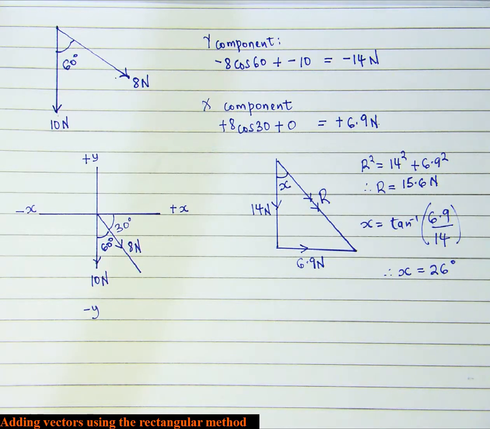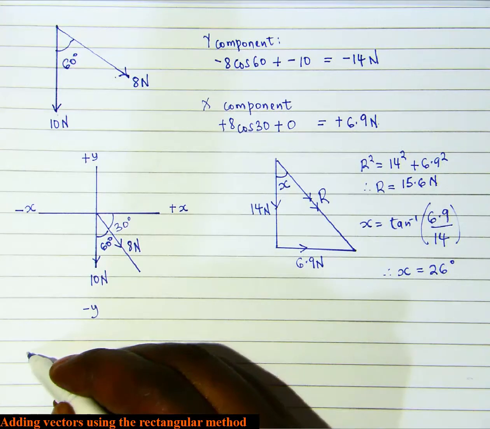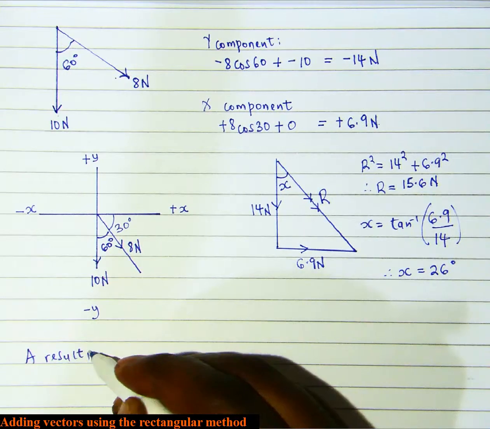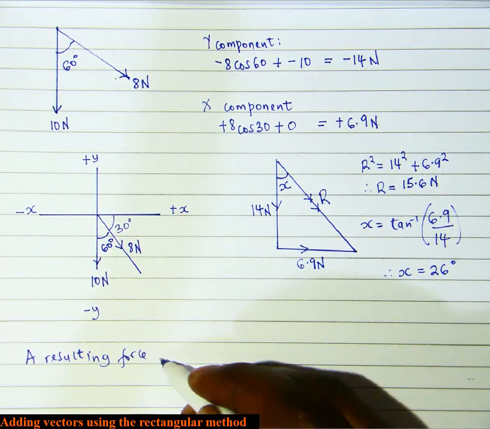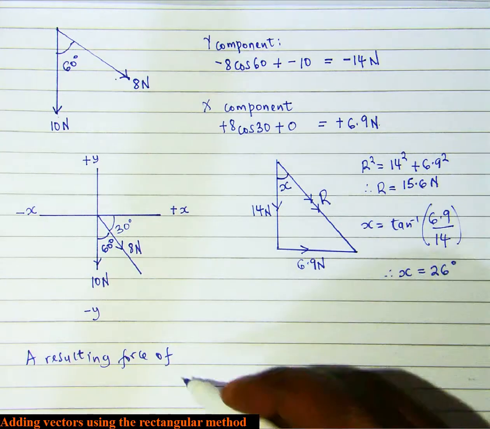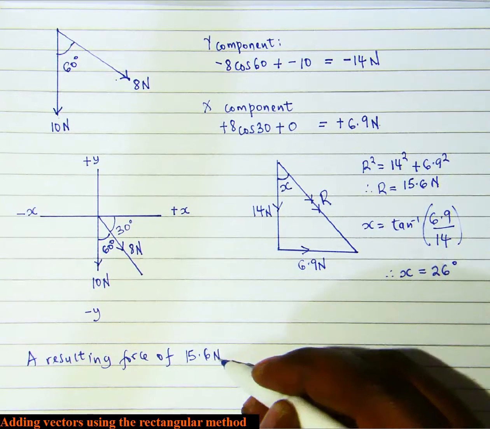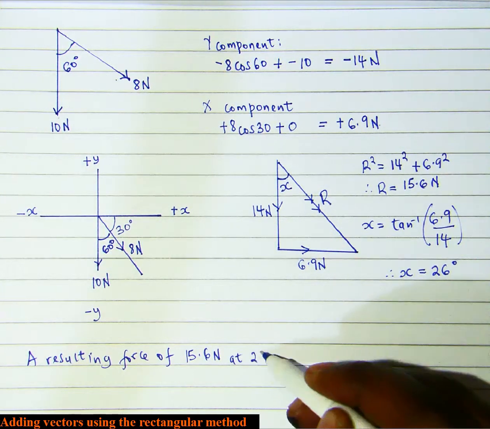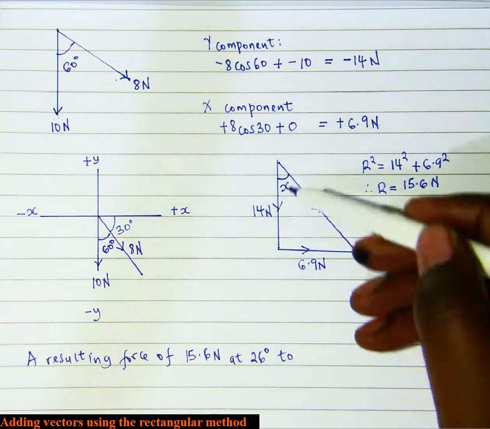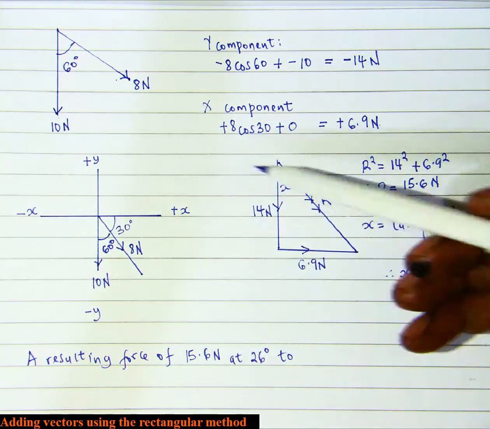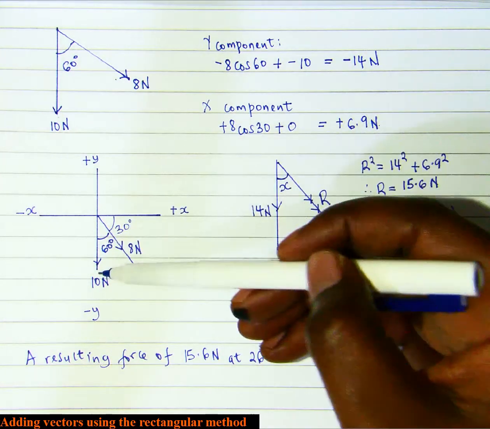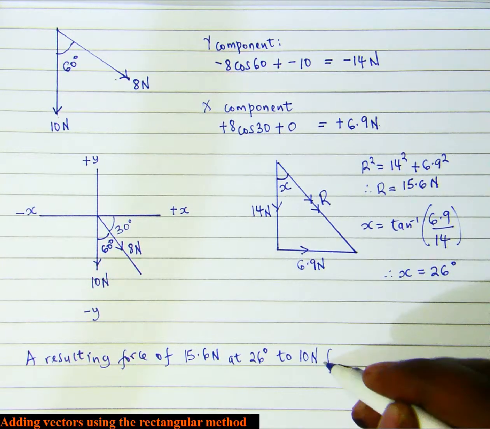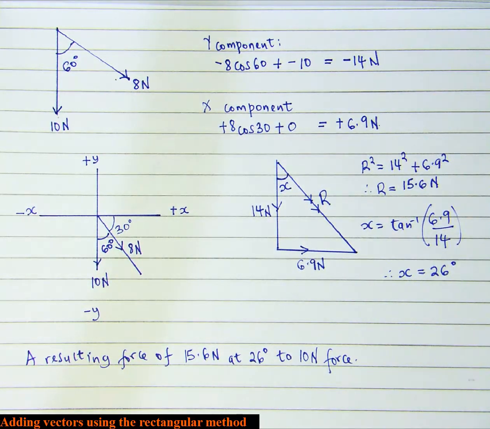So we can therefore conclude that we have a resulting force of 15.6 newtons at an angle of 26 degrees to, initially this line follows the y-axis, therefore it corresponds to that line. So therefore we can say to the 10 Newton force.